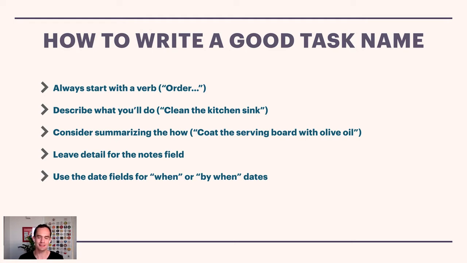If you've got a lot of detail, just leave it in the notes field. If you're going to try a new recipe or something like that, you don't need to list the 15 steps in the name. Any good task manager will have a notes field for every single task. And if there are any details like a recipe, or just a reminder to yourself of the steps, go ahead and put that in the notes field.